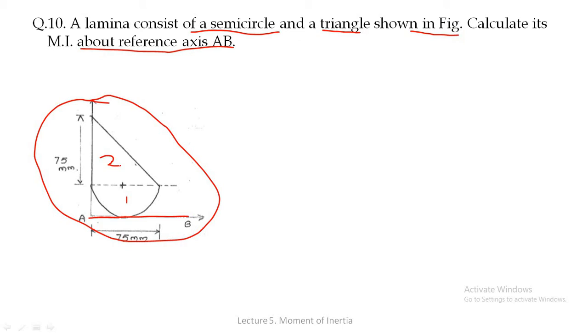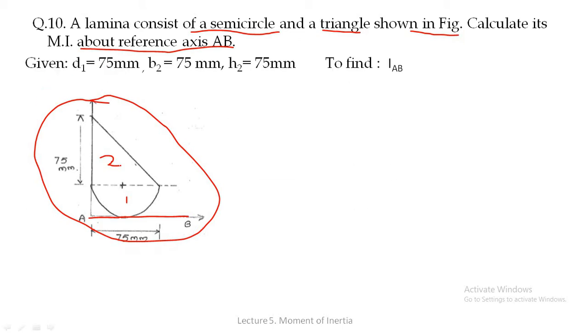First of all, let us write the given quantities. d1 is the diameter of the semicircle. The distance from here to here is given in the numerical, and it is 75 mm. Then b2. Remember, for a triangle we need two things to find moment of inertia: the base and the height. The length of base over here is 75 mm, so b2 is taken as 75 mm.